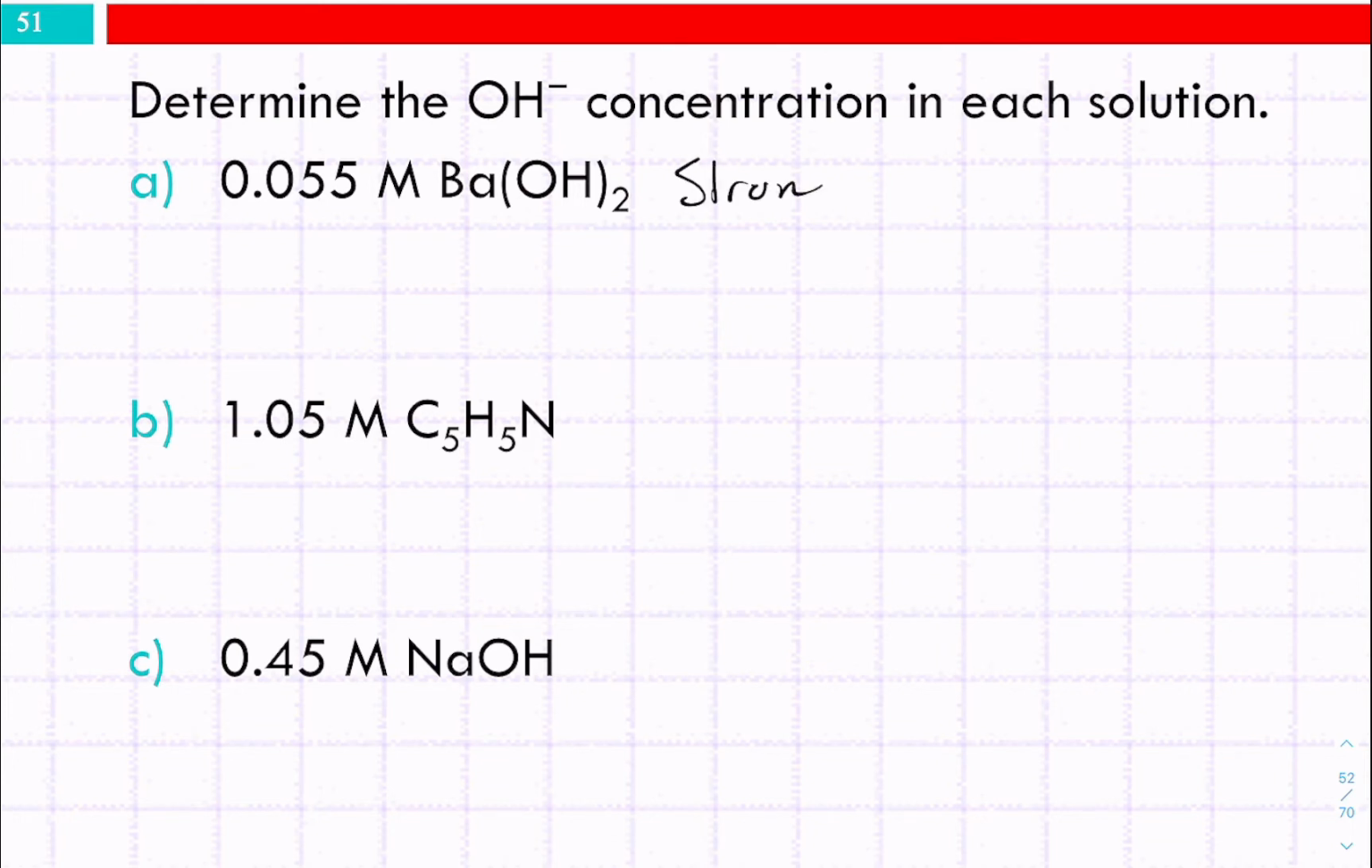So barium hydroxide is going to be a strong base. What is the concentration of OH minus ions that would be formed?